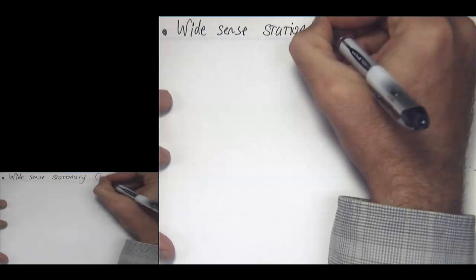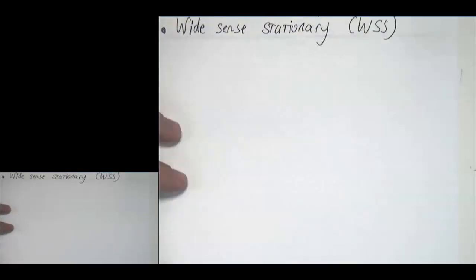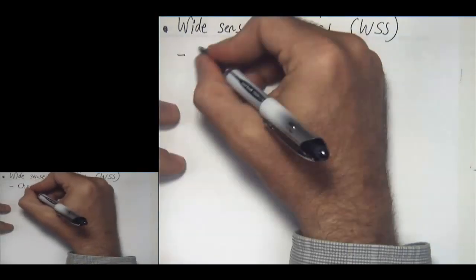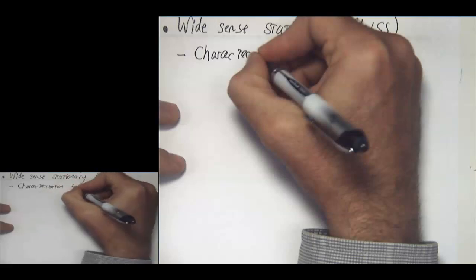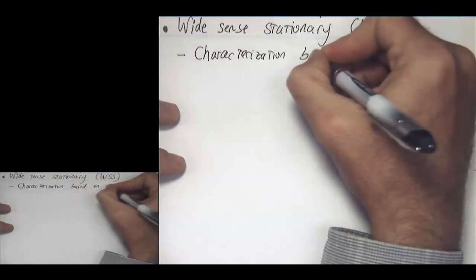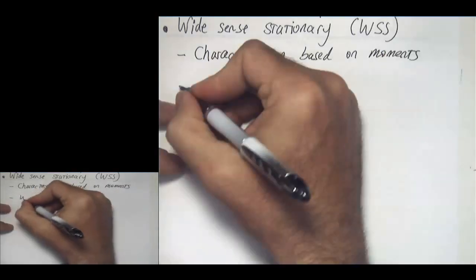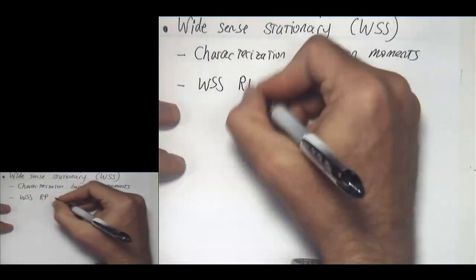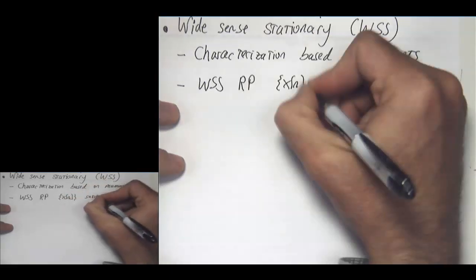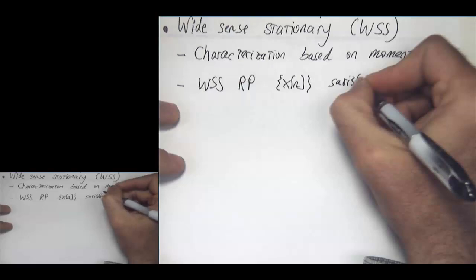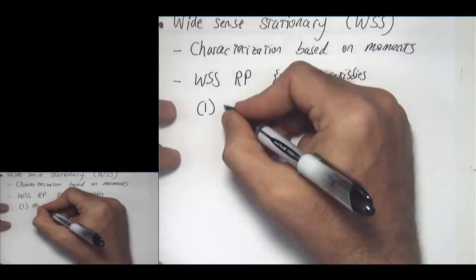The wide sense stationary, which we'll abbreviate as WSS, is a characterization of a stochastic process or random process based on its moments. And so a wide sense stationary random process, x of n, satisfies two conditions here. One, the mean is a constant.